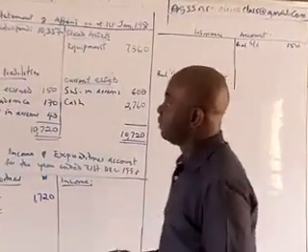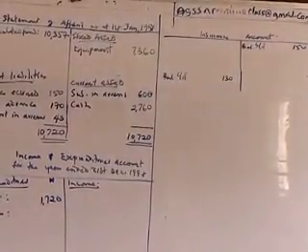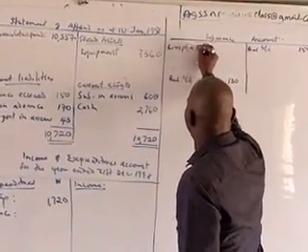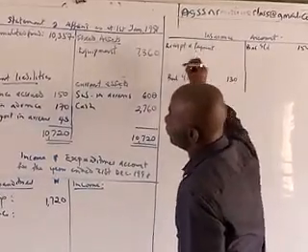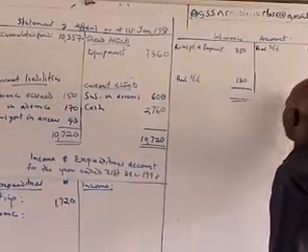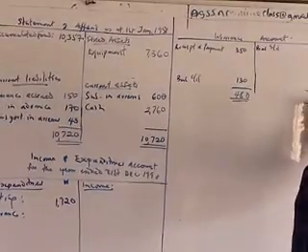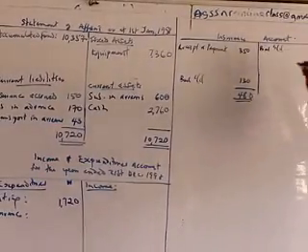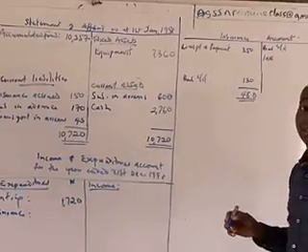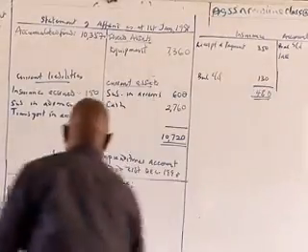So you now go to your receipt and payment. How much was paid for insurance? 350. It was on the credit side, so you now put it on the debit side. Let's add it together. This will give us 480. 480 minus 150 is what you record in your income and expenditure account, and that will give us 330. So we have 330 here.